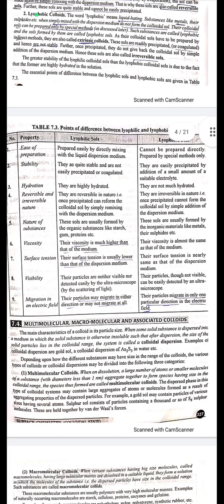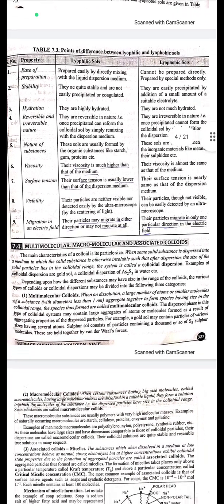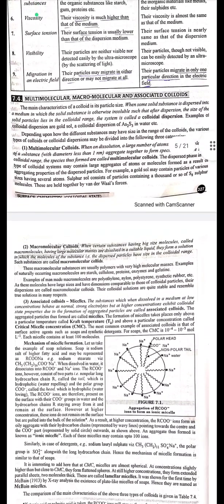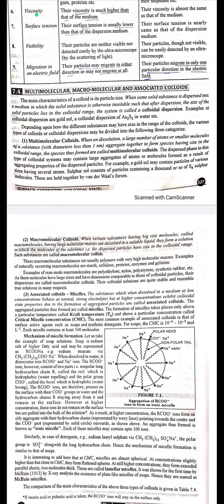Article 7.4: Multimolecular, Macromolecular and Associated Colloids. The main characteristic of a colloid is its particle size. When some solid substance is dispersed into a medium in which the solid substance is otherwise insoluble, such that after dispersion the size of the solid particle lies in the colloidal range, the system is called a colloidal dispersion. Examples of colloidal dispersion are gold sol, a colloidal dispersion of As2S3 in water, etc.